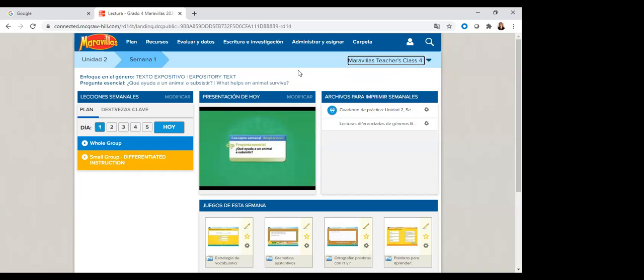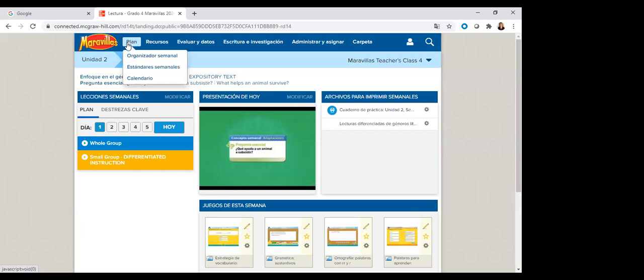So, esto es lo que le llamamos the landing page. This is what we would call the landing page. This is your teacher edition. This is your teacher platform, okay? Up here, you're gonna see this Maravillas sign. This little icon is kind of home. Anywhere that you are, once you start clicking around, if you ever want to get back to this landing page, you click here. That's going to take you back to where all your functions are.